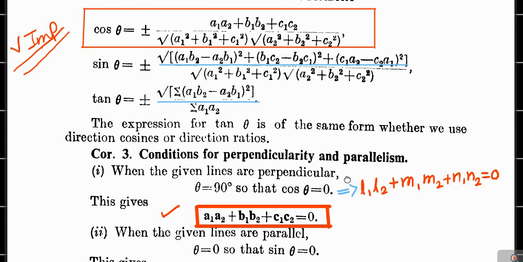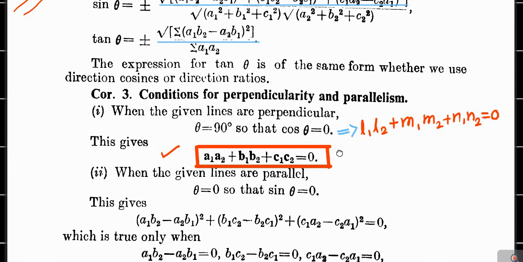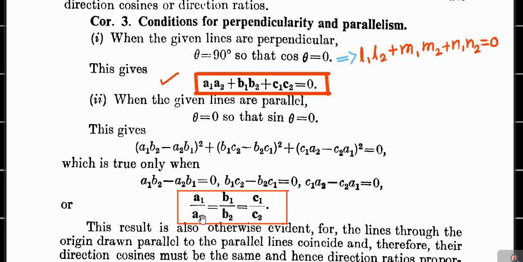And finally, the two lines with their direction ratios A1 B1 C1 and A2 B2 C2 will be parallel if they satisfy the condition A1 by A2 equal to B1 by B2 equal to C1 by C2. That means if the direction ratios are in proportion, then the lines are parallel to each other. So all these things we have studied in the last class. Now in today's class we are going to solve some examples using these formulae. So let us solve some examples.